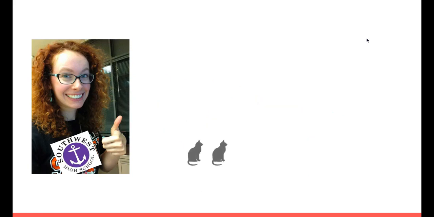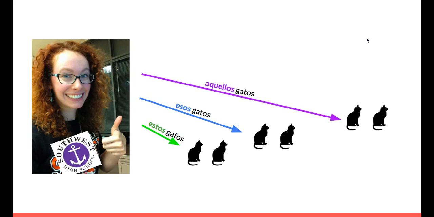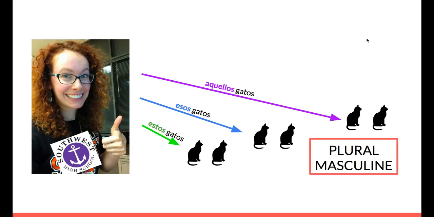But let's say hay dos gatos. So now I'll say estos gatos, esos gatos, y aquellos gatos. So I've got closest estos gatos, middle esos gatos, and furthest aquellos gatos. So gatos is still masculine, but now it's plural. So these are my demonstrative adjectives for plural masculine nouns.